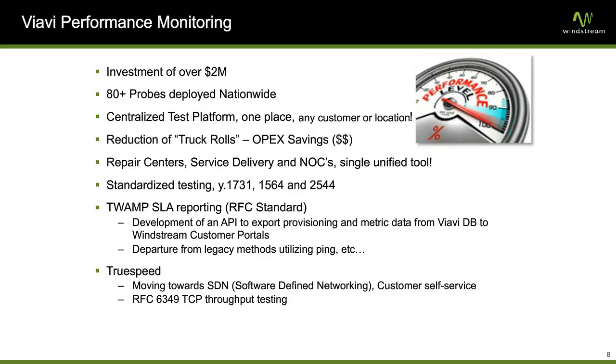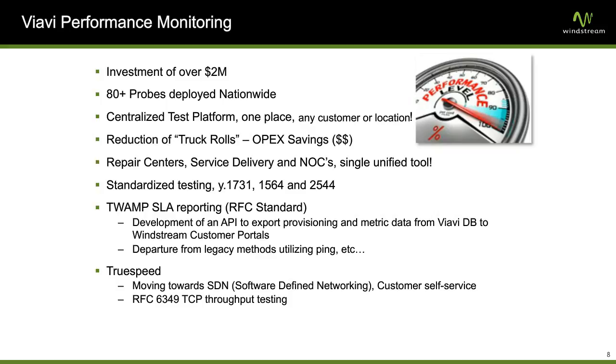the API to export a lot of the data from the Viavi database, historical and other information that we get out of the system, to push information to our customer portals and let them know proactively, hey, we had a fiber cut here or something happened, so they're not having to call in and guess. And that's kind of where we're going. And again, with TWAMP, it's a departure from some legacy methods. I've been doing this for 25 years and been around since the days of just pinging things, and that was all great and good, but we started fresh, building this entire thing on TWAMP.